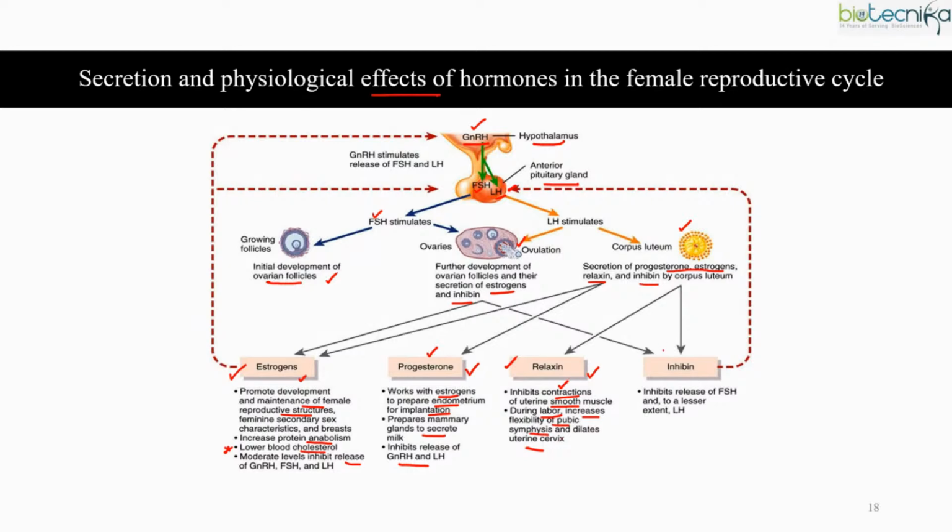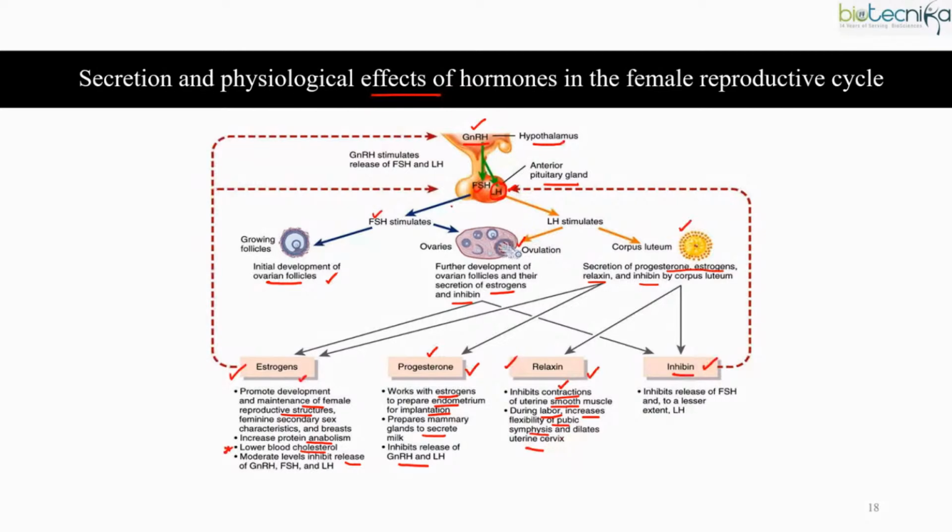Then inhibin, as its name suggests, will inhibit. It will inhibit the release of FSH and, to a lesser extent, LH. So remember, inhibin will inhibit the release of FSH and to some extent LH, but basically it inhibits the FSH hormone that is coming from the pituitary.